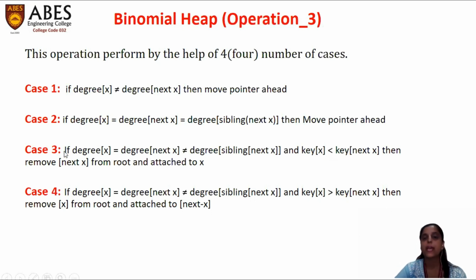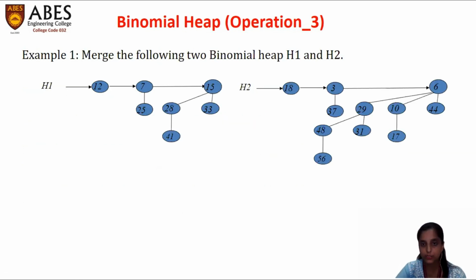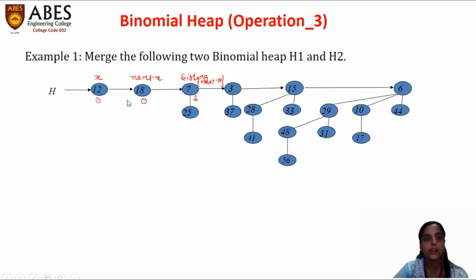So either we can apply case 3 or case number 4, right? For case 3, we also have to check if key of x is smaller than key of next x, then we can apply case 3, and vice versa. If key of x is greater than key of next x, then we apply case number 4. So we have to check this condition also. Degree of x is equal to degree of next x, but not equal to sibling of next x, so either case 3 or case 4 can be applied.